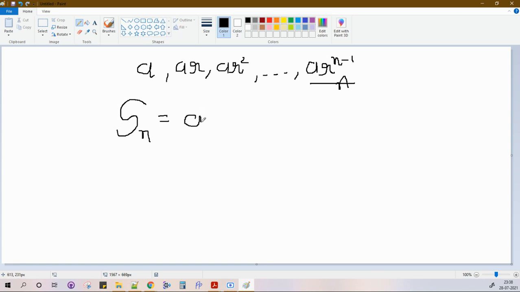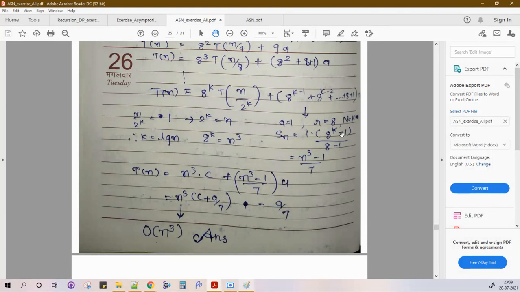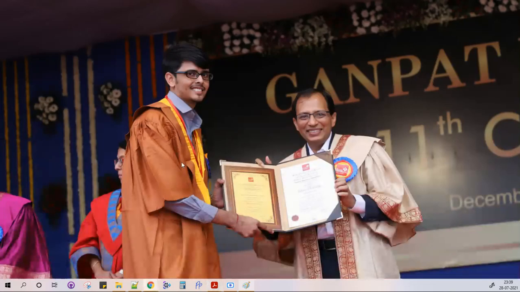S of n is a multiplied by, right, and here r is greater than 1. If r is less than 1, we have one more formula, and you can take them interchangeably, I don't have any problem. But if you take it in this formulation, then it would be really easy to solve. It is r to the power n minus 1 divided by r minus 1. Let me verify it because I don't know. r to the power n minus 1 over r minus 1. Great.